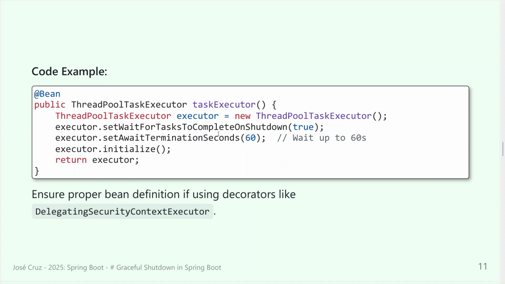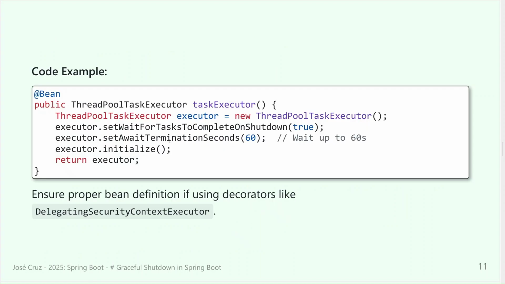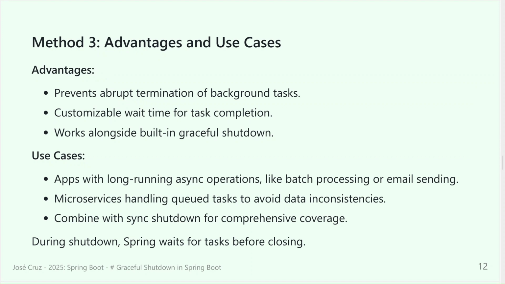I didn't put it in the example, but I left here the code that you should use if you are using task executors in your application and you want to sync or bind to the shutdown process. So advantages: it prevents abrupt termination of background tasks, because usually when you have background tasks, they are important somehow. That's why they are background. They are always running. It has customizable wait time for task completion, and works alongside the built-in Graceful Shutdown, which is great, but you have to define it. You have to call, remember, these two methods here.